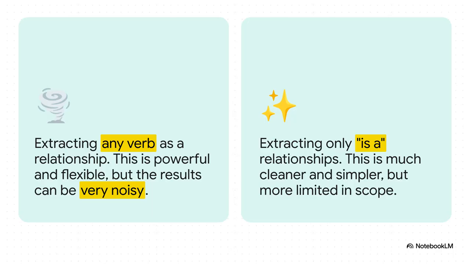Now, there are basically two ways to go about this. On one hand, you can just grab any verb and call it a relationship. This is super flexible and really powerful, but as you can guess, it can get messy and inconsistent real fast. On the other hand, you can be very specific and only look for is-a relationships. That gives you a super clean, well-structured graph, but you end up missing out on all the other interesting connections.